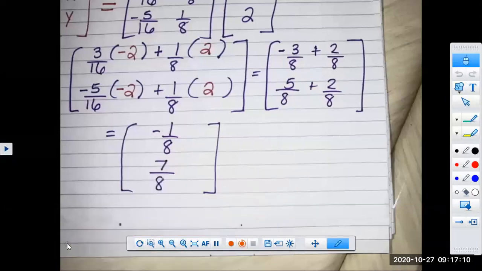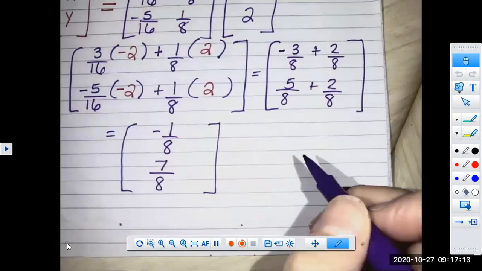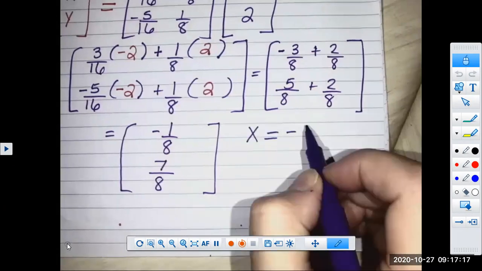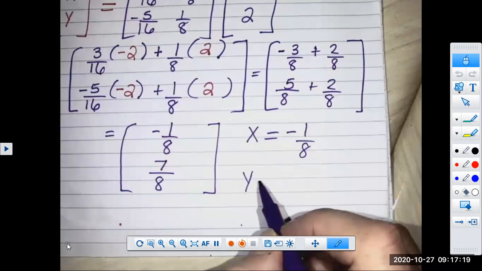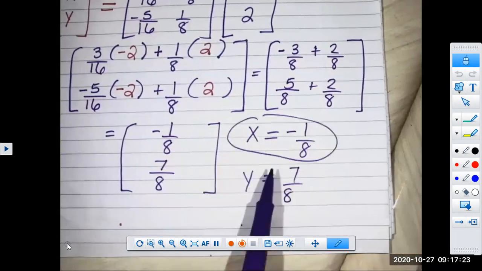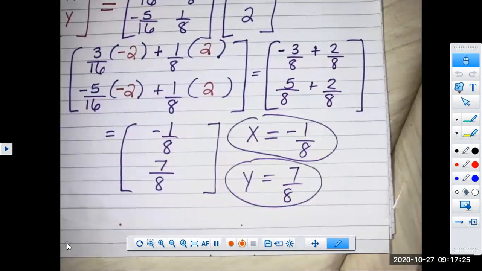Okay, so what is the value of x? X is negative 1/8 and y is 7/8. Okay, does anyone have any questions so far?